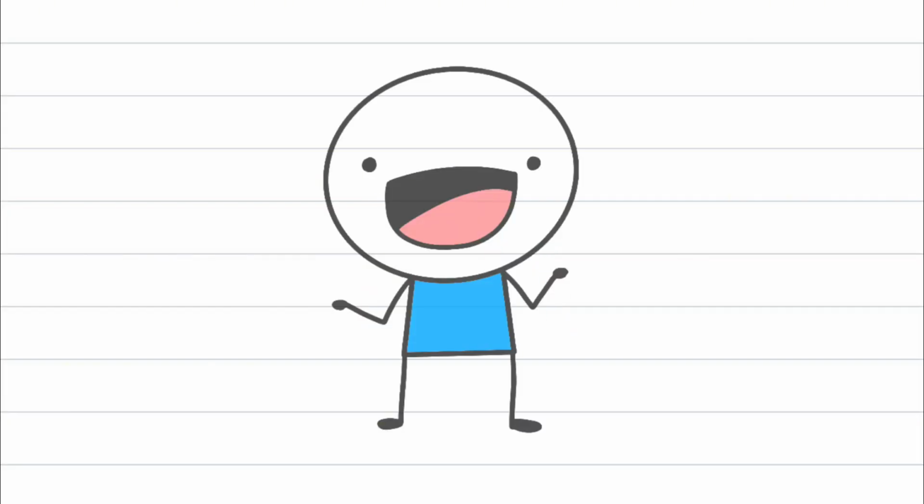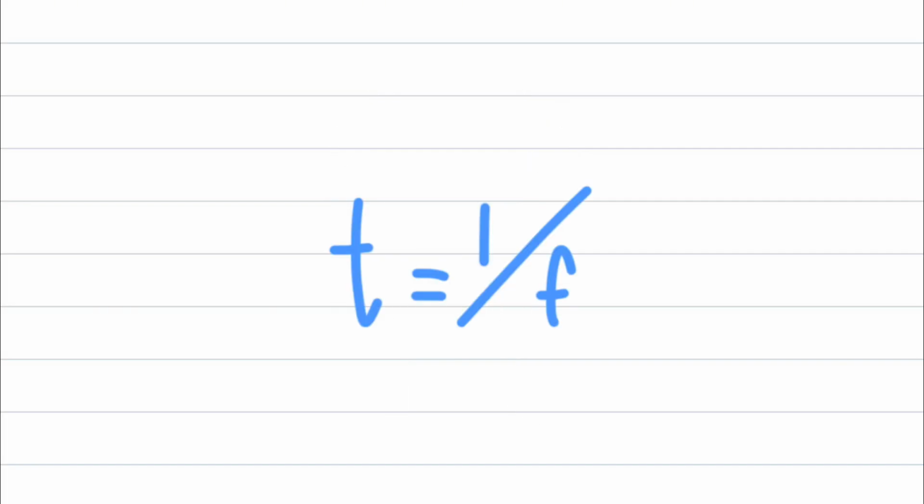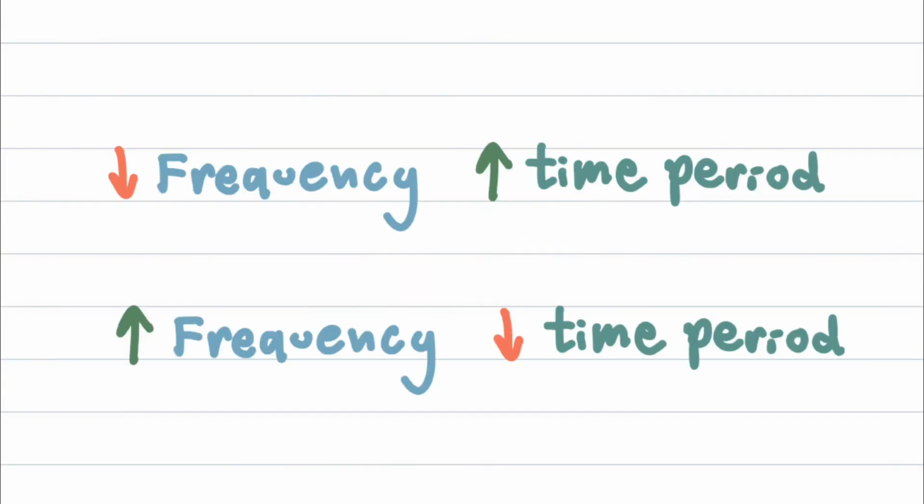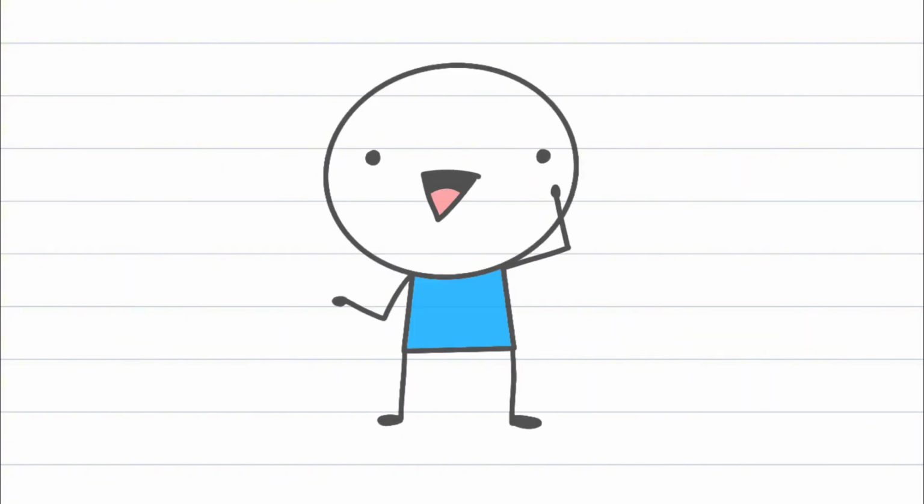We can also manipulate the equation to find the time period. So we can say time period equals 1 over frequency. T equals 1 over F. So the greater the time, the less the frequency, and vice versa. They are inversely proportional. Here are some questions to test your understanding.